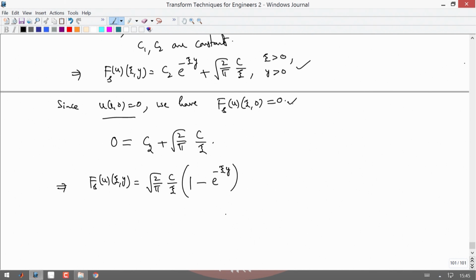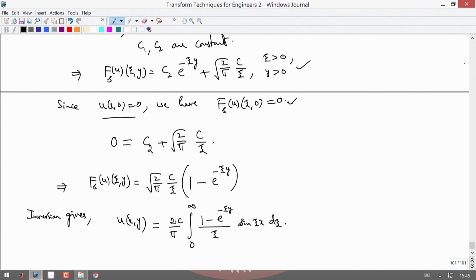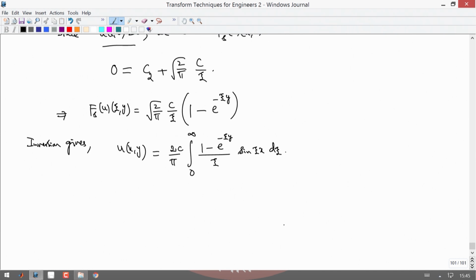Okay. So, this is the case. You take the inverse transform, and inversion finally gives u(x, y) = 2/pi times c, integral from 0 to infinity of (1 - e^(-xi y)) / xi, times sine xi x d xi. This is what is true.